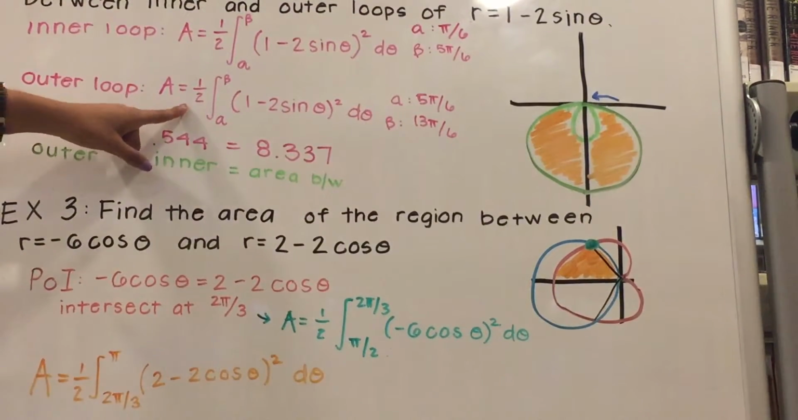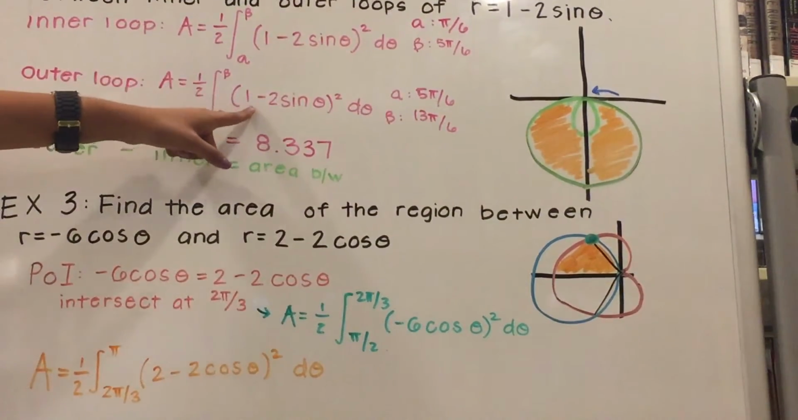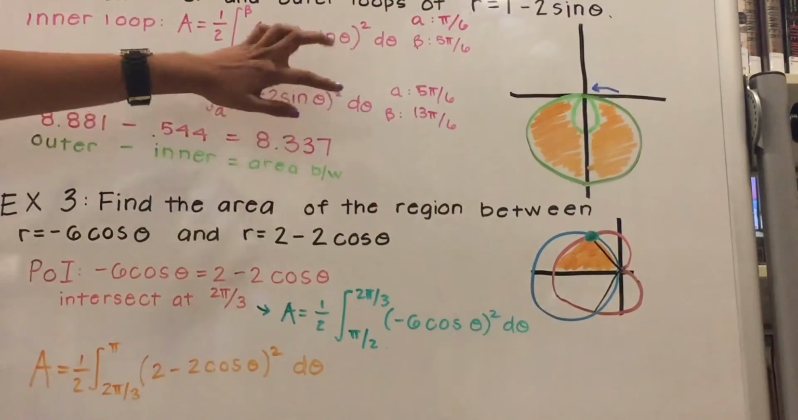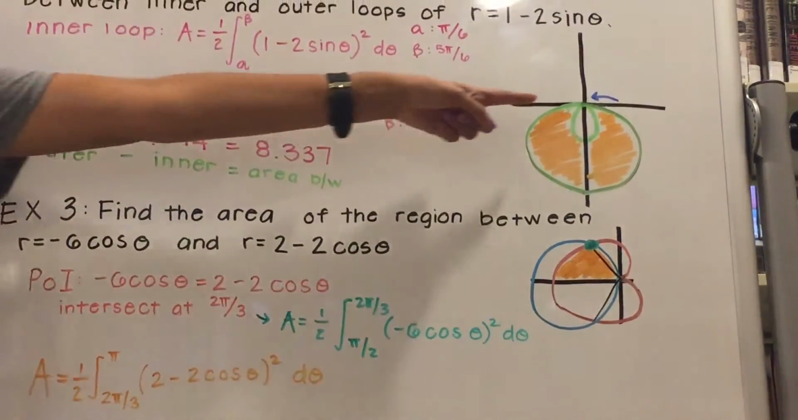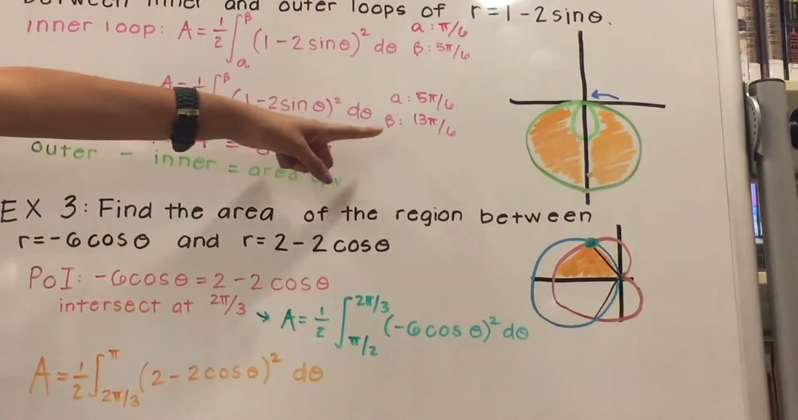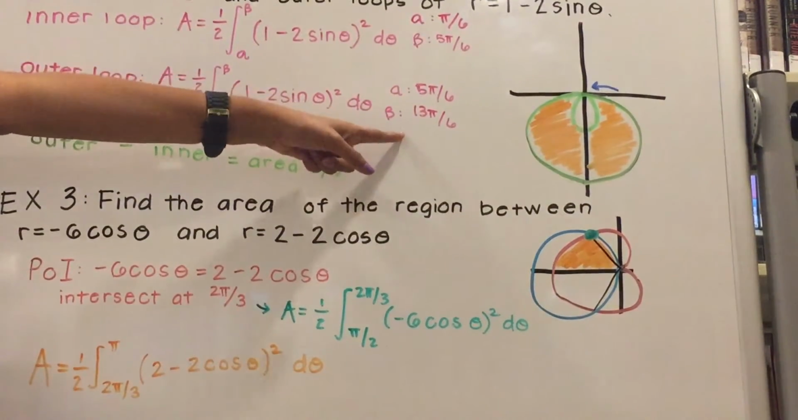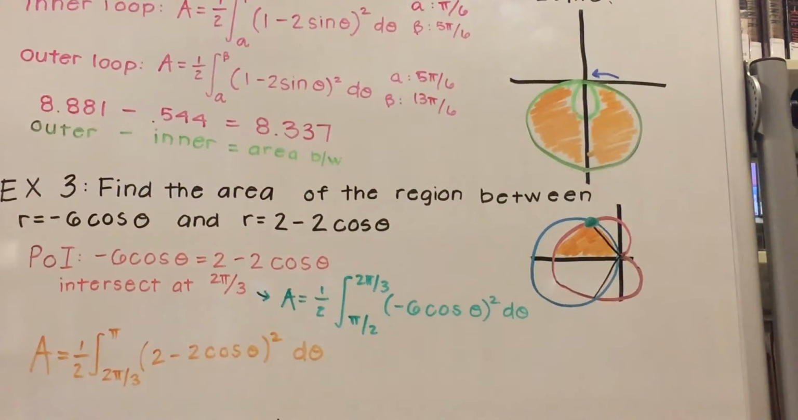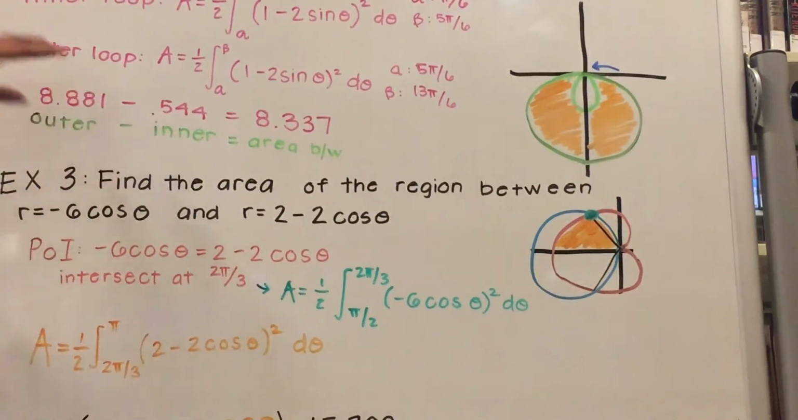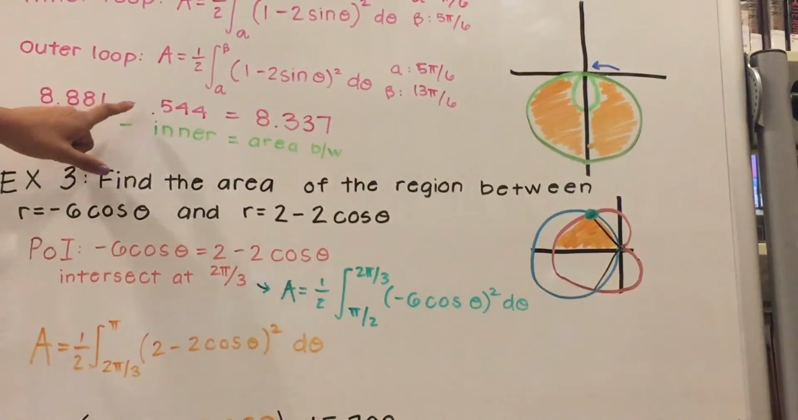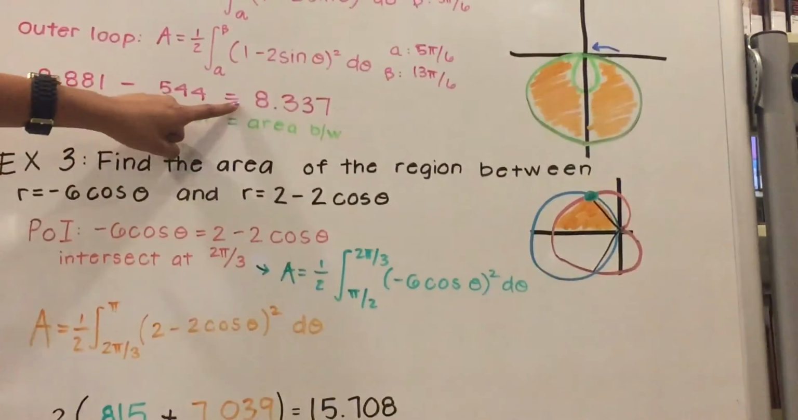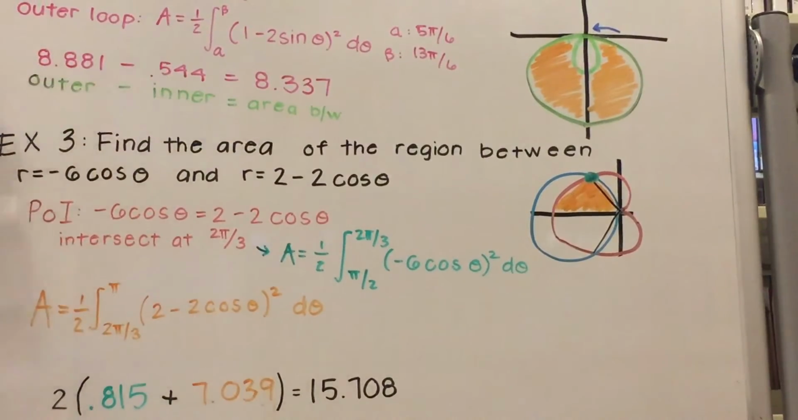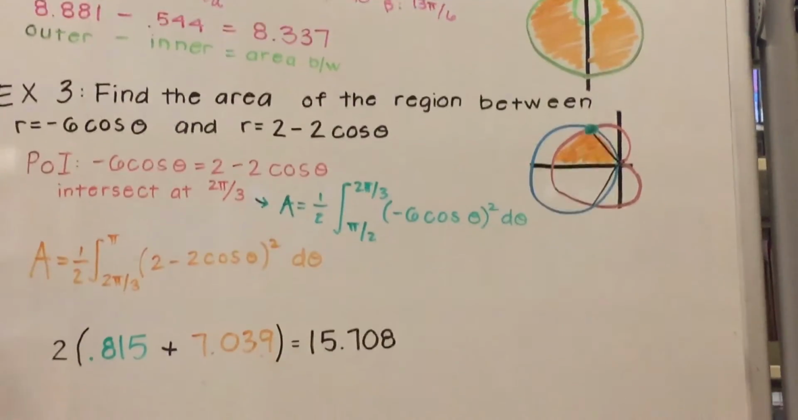So a equals 1/2 times the integral from a to b of (1 minus 2 sine theta) squared d theta. You would want to go from pi over 6, since that's the point right there, all the way around to 13 pi over 6. That's where the graph ends. That would cover all of the orange area, including the inner loop. So to find the area between, you do the outer minus the inner. If you did the math on a graphing calculator, you get 8.881 minus 0.544 equals 8.337, and that's about the area between the two loops.